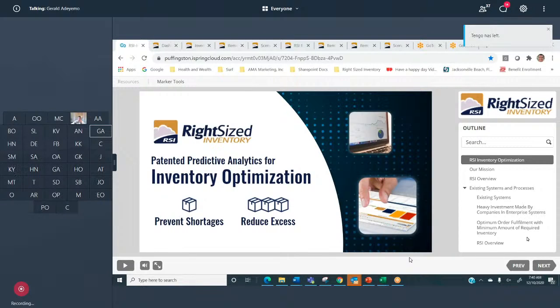I've got two questions, if I may. The first question is, how does this work with the ERP or MRP or forecasting solutions already within the companies? And then the second one is, what is the percentage accuracy of the predictions that are produced by the solution?